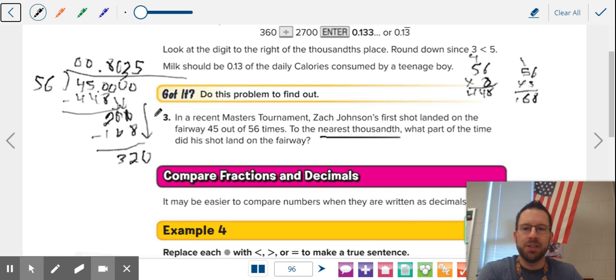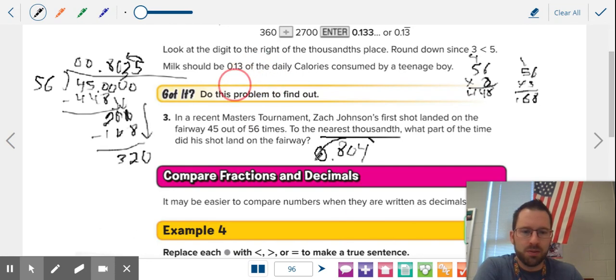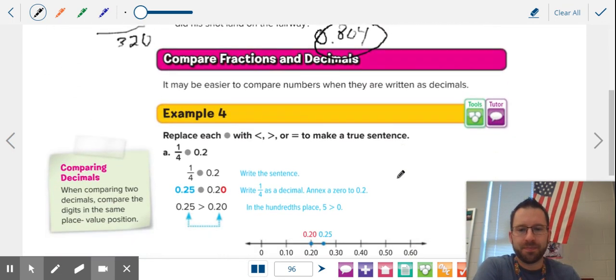It's got to be a 5. I don't need to do the math because I know it can't be 6. It's the next best. Now the 5 tells my 3 to round up. So what part of the time? 0.804. So 81% of the time, if you want to do it as a percentage.